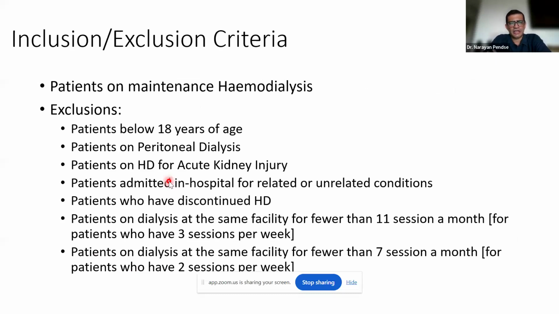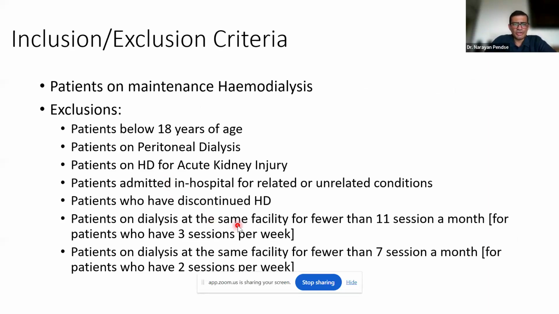What are some of the inclusion and exclusion criteria? Inclusion criteria is straightforward: patients on maintenance hemodialysis. Exclusions: patients on other forms of dialysis like peritoneal dialysis, or those who are on hemodialysis for acute kidney injury. Similarly, patients who are admitted to hospital for related or unrelated conditions, those who have received a renal transplant, etc. So those are some of the exclusion criteria.